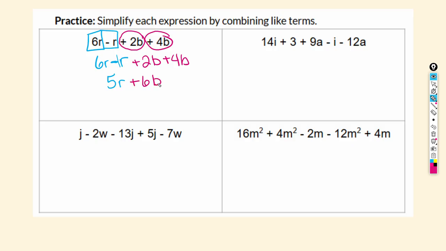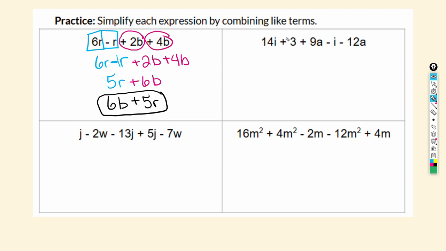Now, are they in alphabetical order? No, they are not. We need to rearrange the terms. Make sure the positive is with the 6. But when I have a positive number in front, I don't have to put a plus sign anymore. I'm just going to put 6b. Oh, I just realized the 6 looks like a b. It's okay. Now, 5 is positive, so I need to put plus 5r. Final answer. How'd you do?